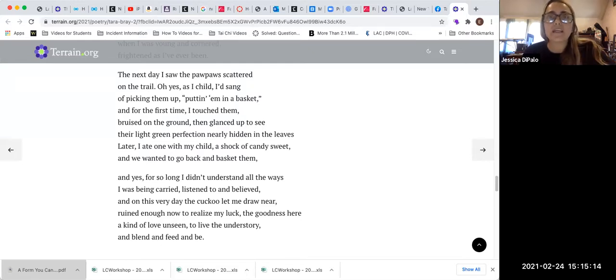Pawpaw reminds me of a fruit that's like a cherimoya or a custard apple. And so she's out in nature because she's on the trail. So maybe she's on a nature trail or something. And oh yes, as a child, I sang of picking them up, putting them in a basket. To me, that was like an old song. Maybe the traumatic thing happened when she was a child, or maybe she's thinking back to a simpler time when she was a kid and she used to notice these things.